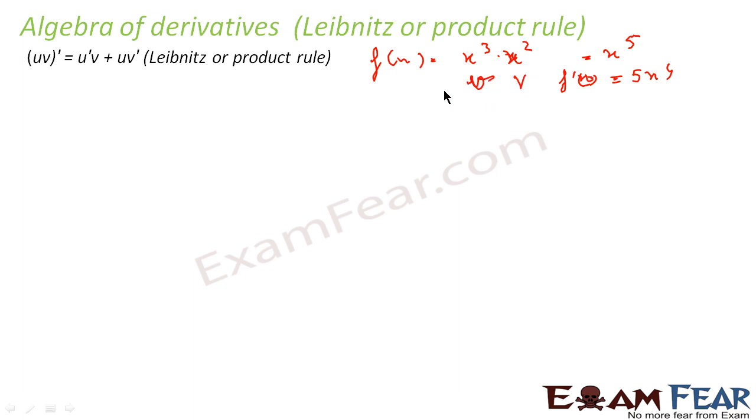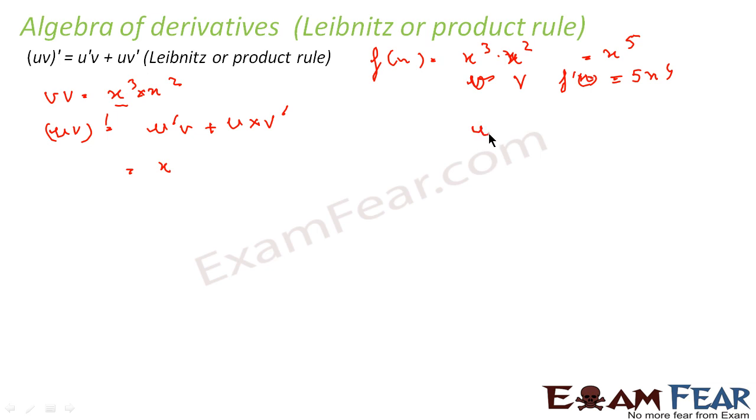Correct? Now what I'm doing is, I'm using this formula. My uv is nothing but x to the power 3 into x to the power 2. I have to find the derivative of uv dash. This is nothing but derivative of u into v plus u into derivative of v. So what is u? u is x to the power 3.